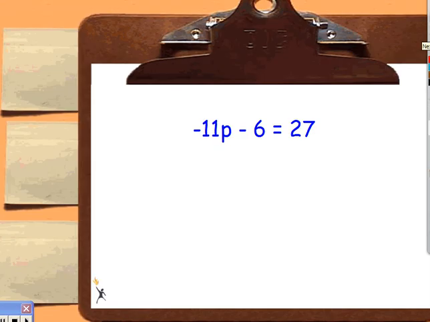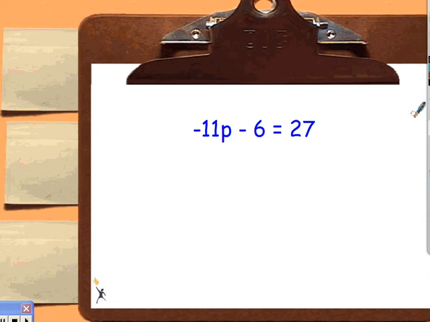Negative 11p minus 6 equals 27. And since the p is on the left side of the equation, I don't have to get rid of the 27. It's already leaving the p alone. We need to get rid of the negative 11 and the 6 because they're on the same side of the equal sign as the p. So we need to decide what to get rid of first.